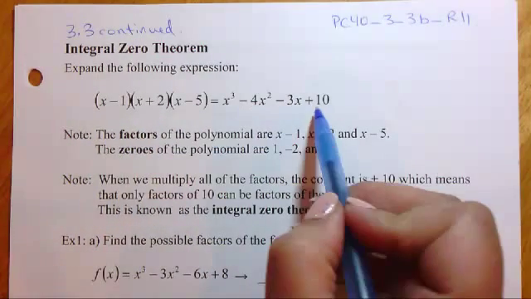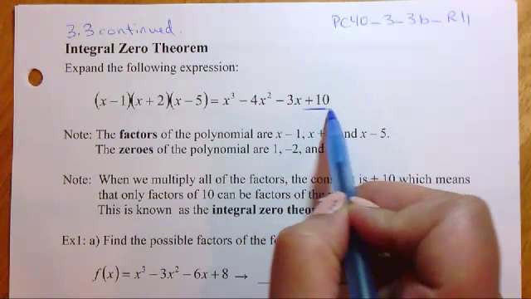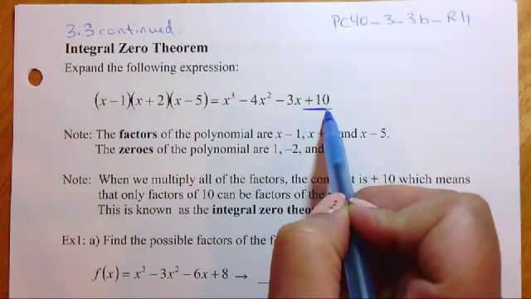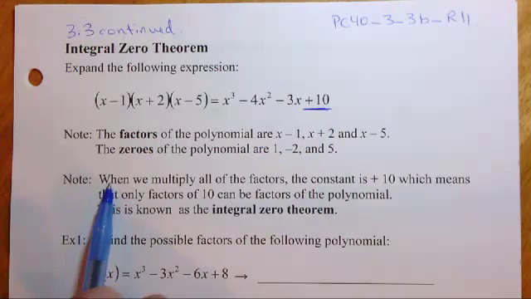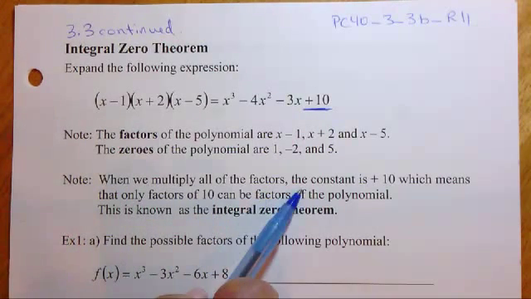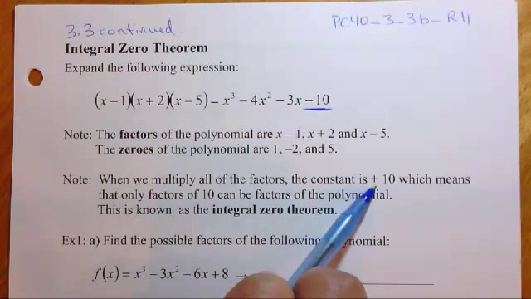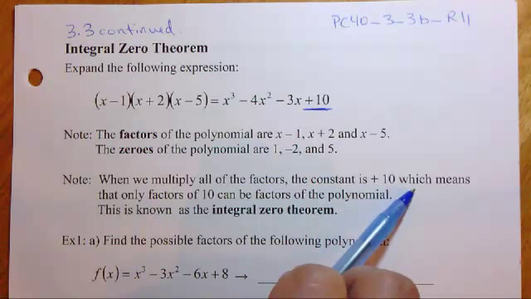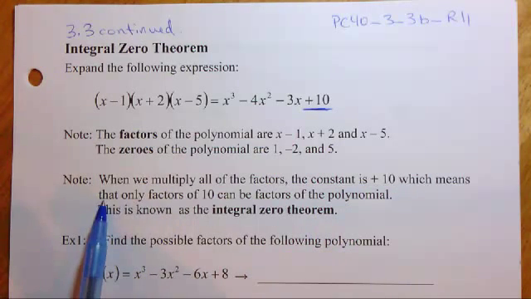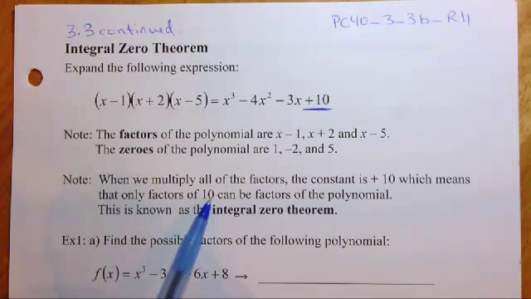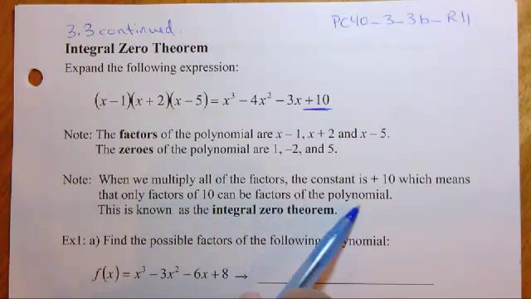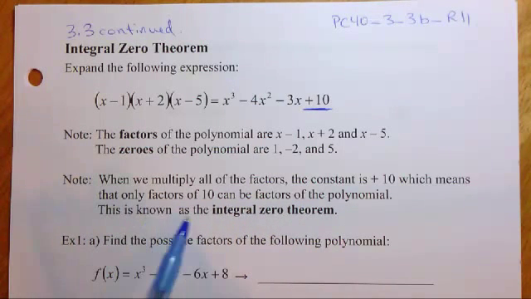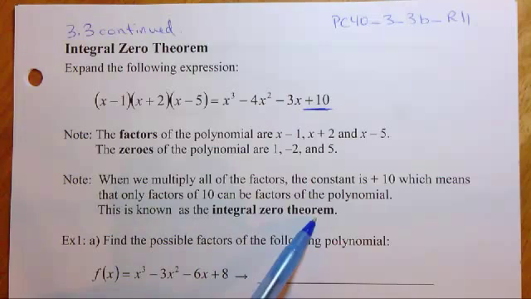Now particularly have a look at this plus 10. When we multiply all the factors, the constant is plus 10, which means that only the factors of 10 can be factors of the polynomial. This is known as the integral zero theorem.